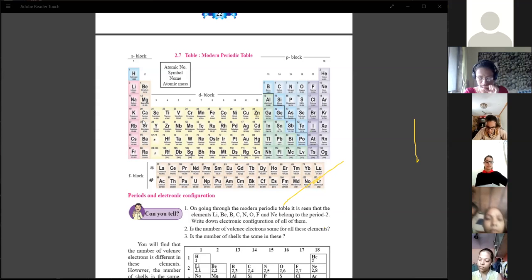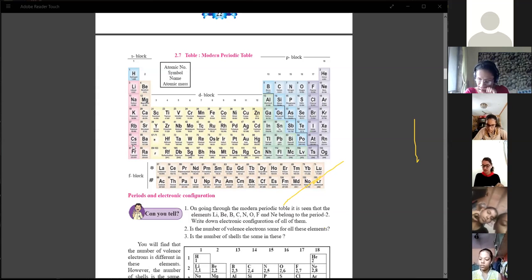Atomic size goes on increasing. Atomic number increases because one shell is added. Atomic radius increases and therefore atomic size gradually increases. That one is the answer. Below it there is a paragraph that has the same thing written. That one is the answer.